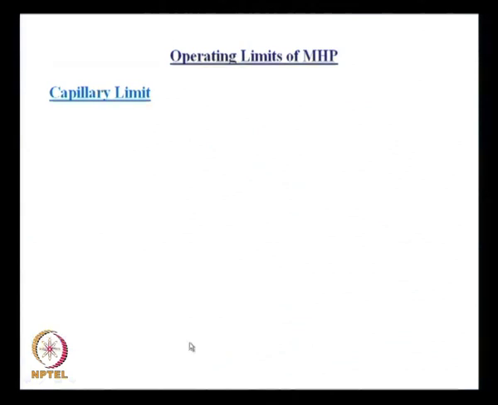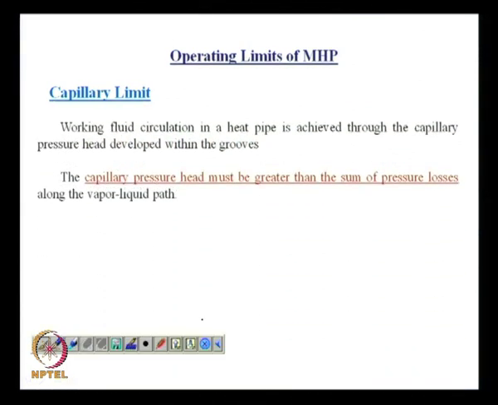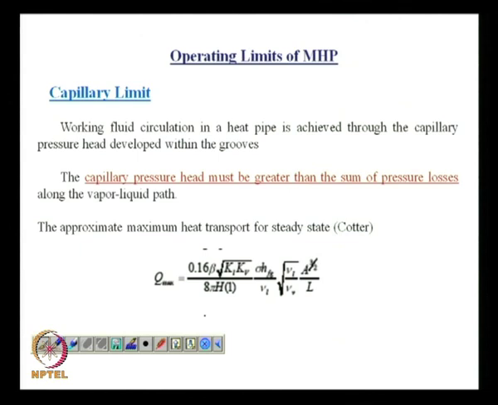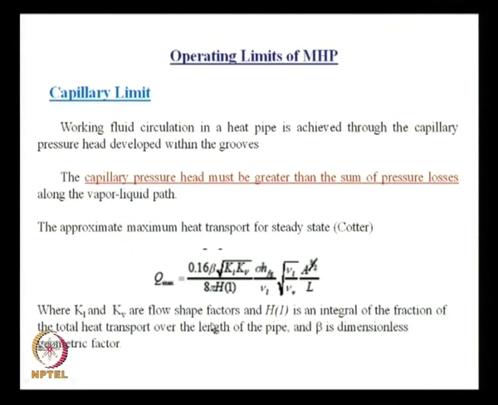So, we already know what the capillary limit is, where the capillary pressure head is less than the sum of all pressure losses present in the system. The moment that happens, you have reached your capillary limit. And there are some approximate formulas, approximate relations, I would say correlations, again proposed by the pioneer in this field, Cotter, which tell us what the value of critical heat flux would be, and the expressions for KL, KV, HL and so on are available in references.